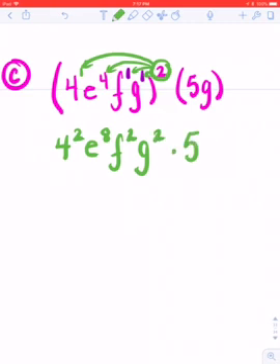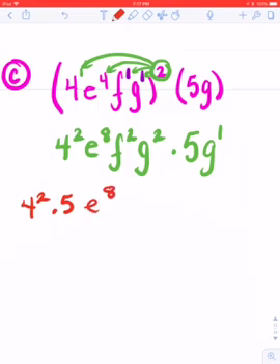And then I know that I have this part down here. I'm going to add an exponent of 1 there with that G. So I need to go through now and do my sorting. So 4 squared and 5 are going to go out in the front. And then I'm going to go through and put the letters together that are alike. So E's come alphabetically first, then F's, and then G's.